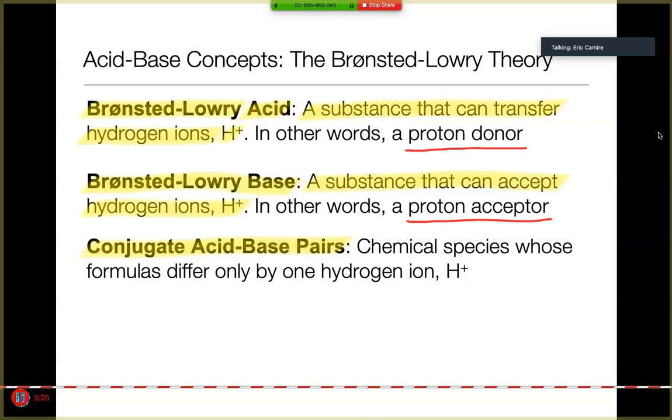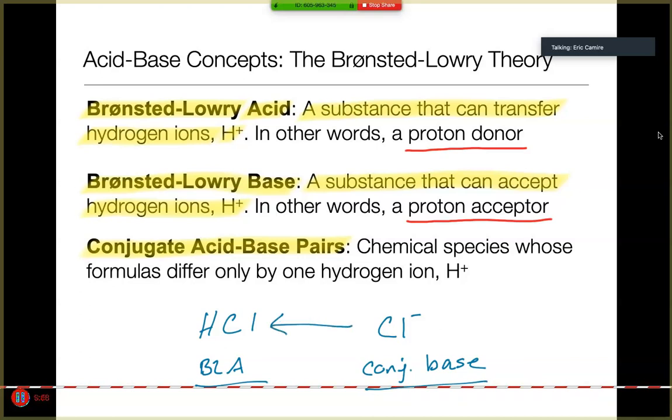It's a chemical species whose formulas differ by only one hydrogen ion. An example would be something like hydrochloric acid and its conjugate. So if this is a Bronsted-Lowry acid, its conjugate base would be something that differs by only one hydrogen atom. So this would be an example of a conjugate base. We'll see why it was an acid here and a base here, but just get the idea that conjugates always come in pairs. These two here, HCl and Cl-, are a conjugate pair.